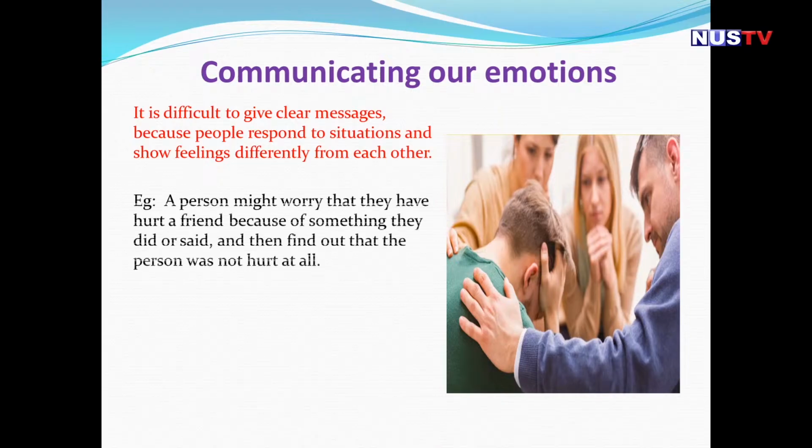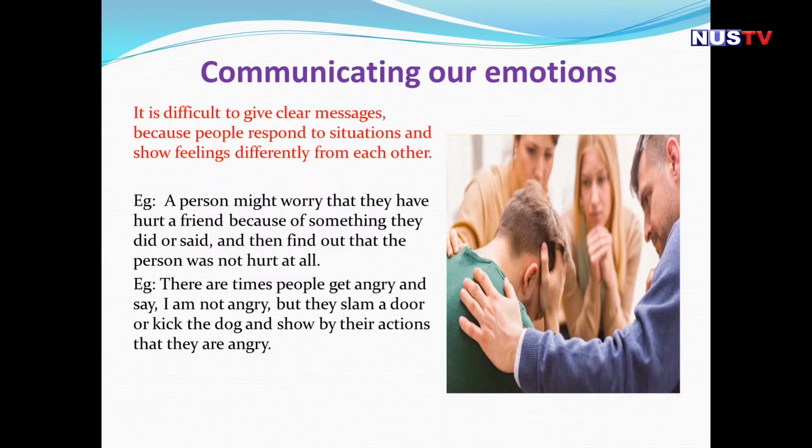However, when it comes to communicating our emotions, it is difficult to give clear messages because people respond to situations and show feelings differently from each other. For example, a person might worry that they have hurt a friend because of something they did or said, and then he or she finds out that the person was not hurt at all.